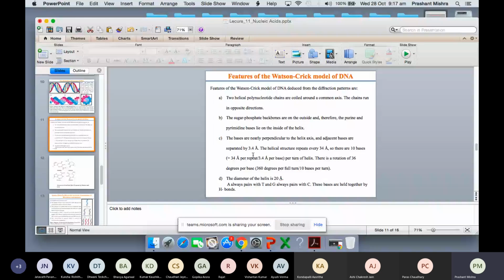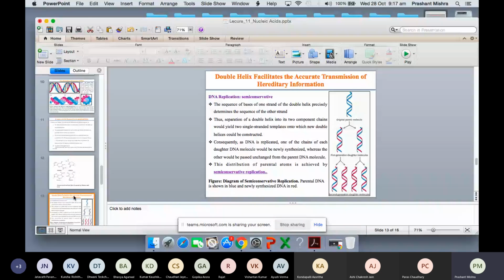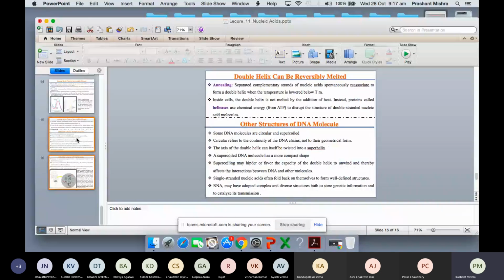And that is why it is most important that they should be packed thoroughly, otherwise they will not fit in your nucleus. So it's very important. So try calculating it. You will find very interesting figures which will tell you why DNA should have a compact shape. And that's what can be attained when the DNA is supercoiled. Other than that, supercoiling either hinders or favors the capacity of the DNA to unbind and thereby affects the interaction of DNA with protein, as well as DNA with another DNA molecule.